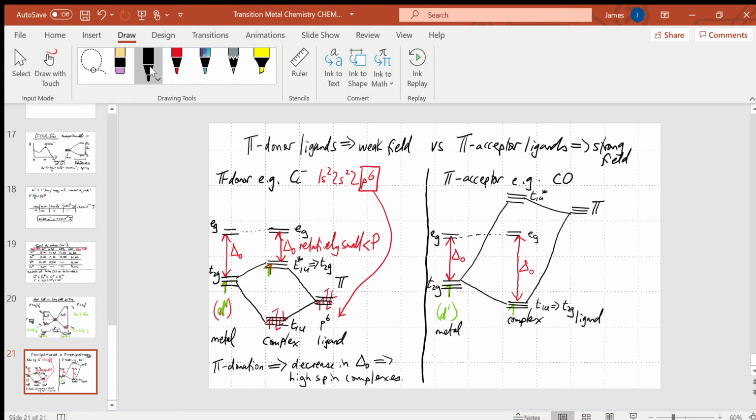So we could say pi acceptance leads to an increase in delta O, which leads to low spin complexes.